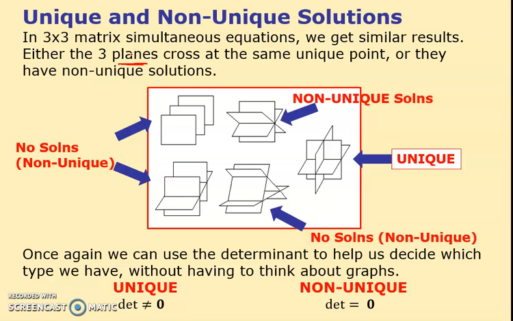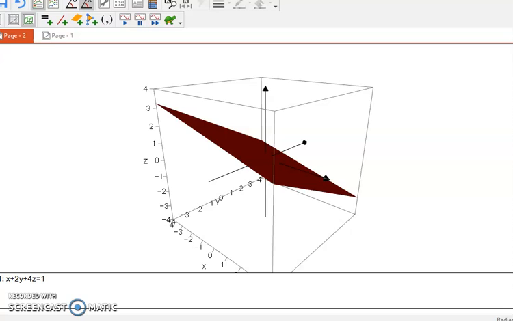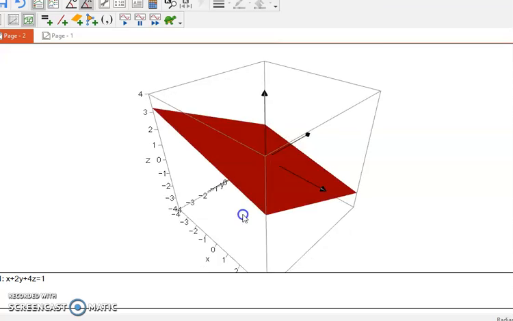I'm going to show you that using an autograph very briefly. I'm going to not pause the video, but I'm going to just see if I can get this to work. Bear with me. I've already typed into this package called autograph one equation with three unknowns: x plus 2y plus 4z is 1. And this is what I mean by it's a plane.